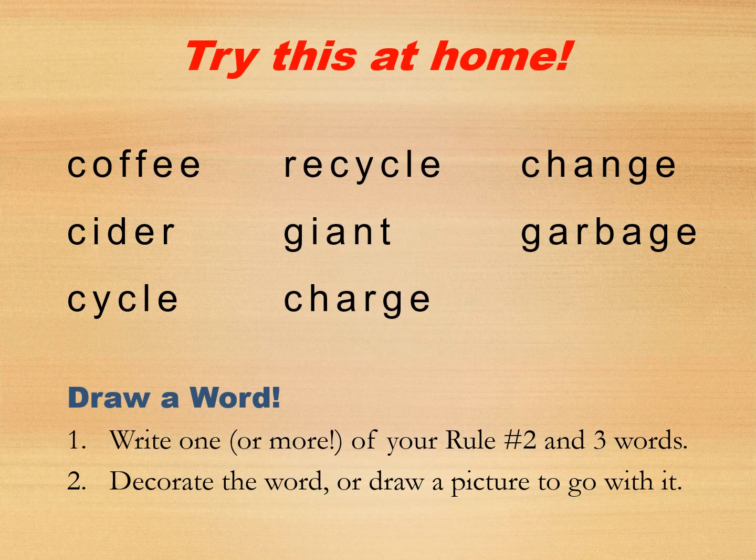And those are our rules 2 and 3 words. Here they are: coffee, cider, cycle, recycle, giant, charge, change, and garbage. Now, here's something fun that you can try at home. We did this last time with the Q words, and let's try it with the C and G words too.